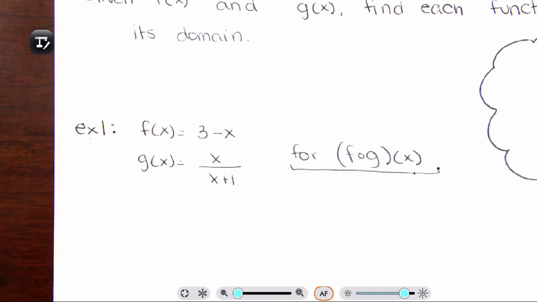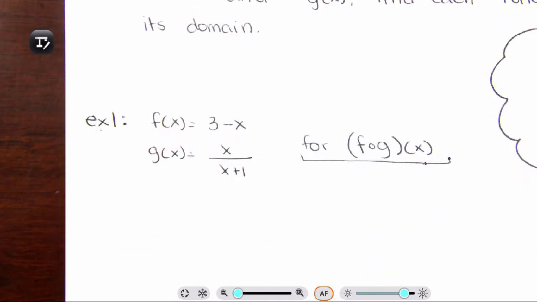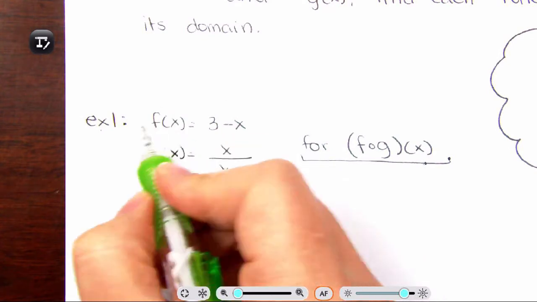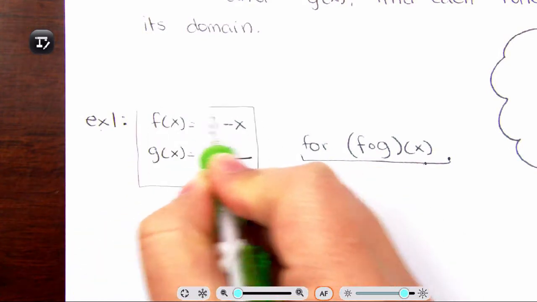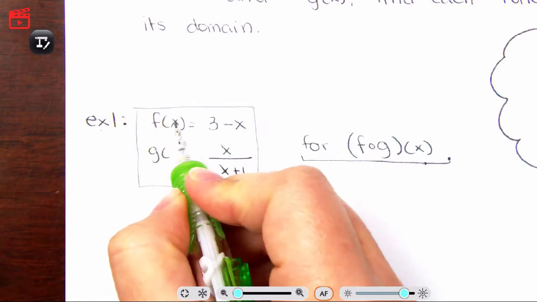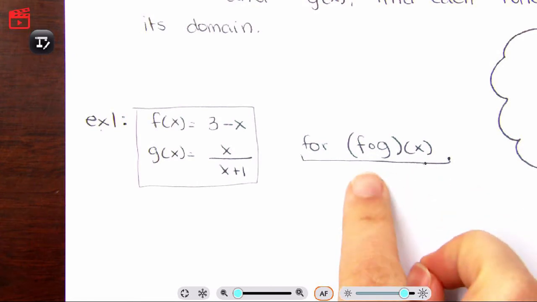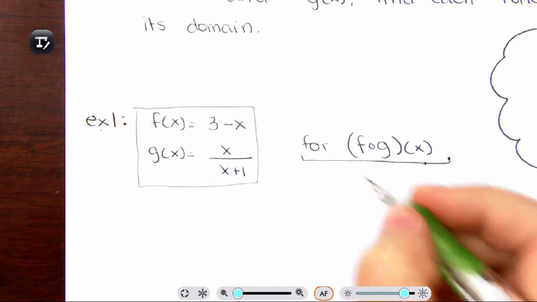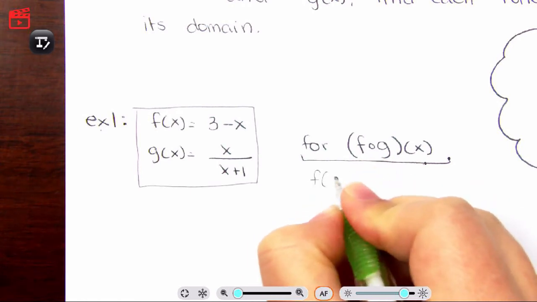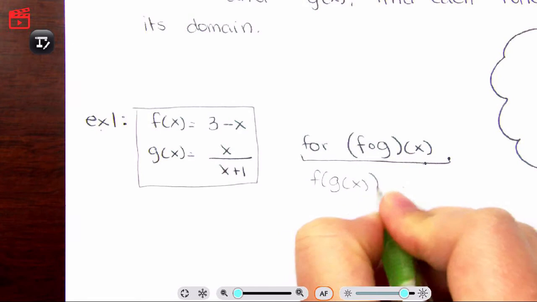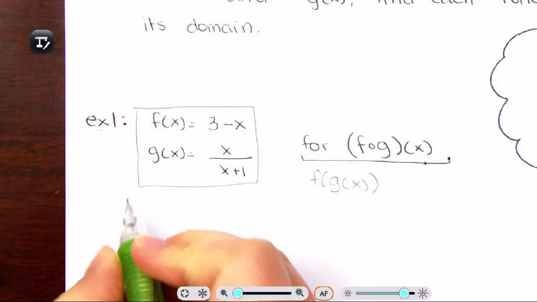We're just focusing on evaluating compositions for these two examples. So here are our two functions. We have f of x is equal to 3 minus x, and our second one is g of x is equal to x divided by x plus 1. And we want to evaluate f of g of x. So this is the same thing as saying f of g of x. So we want to work inside out.